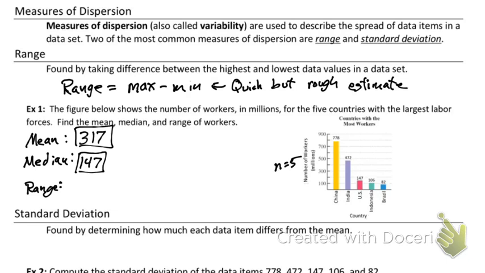Remember, our one way is if I only have 5, I'm just going to count. I'm just going to go right smack dab in the middle. There's no better way to explain it. If it's a lot of data, we just go n plus 1 divided by 2. In this case, that'd be 6 divided by 2, which would be our third number. Our third number is 147.